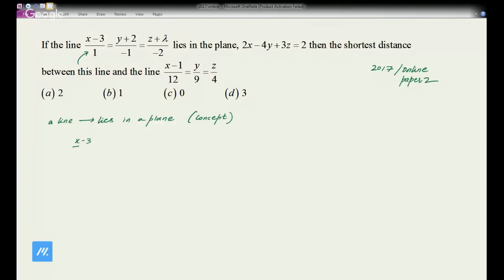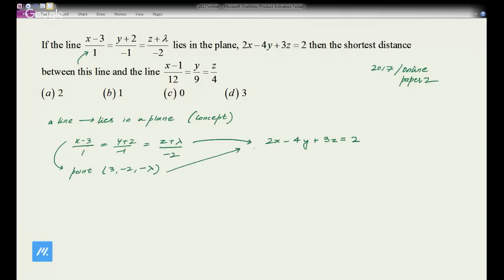So what is the line? (x minus 3)/1 equals (y plus 2)/minus 1 equals (z plus lambda)/minus 2. This lies in this particular plane. If a line lies in the plane, what can we do? What is the point on this line? The point is (3, minus 2, minus lambda). If the line lies in the plane, obviously every point on it will also lie in the plane. So just put the point in the plane equation.